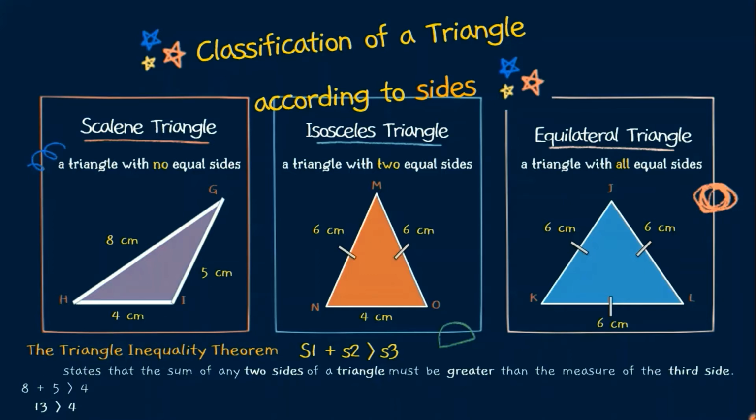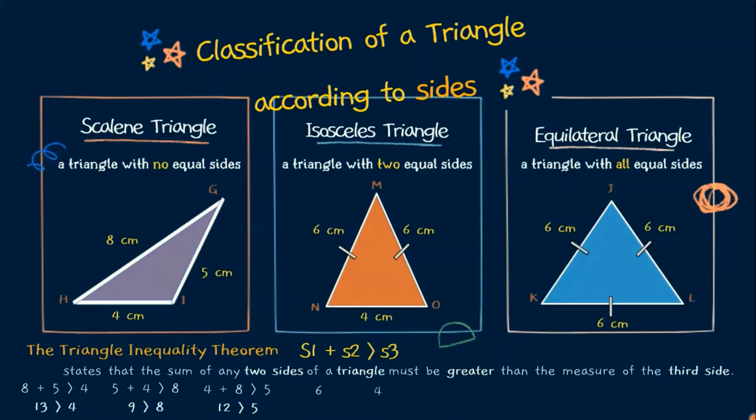Kaya correct ito. Next, 5 plus 4 is greater than 8. Ito naman yung dalawang side yung i-add natin together. 5 plus 4 is equal to 9 and 9 is greater than 8. So, tama rin ito. Next, 4 plus 8, silang dalawa naman yung i-add natin. 4 plus 8 is greater than 5. 4 plus 8 is equal to 12 and 12 is truly greater than 5.